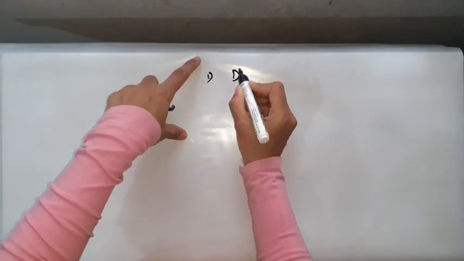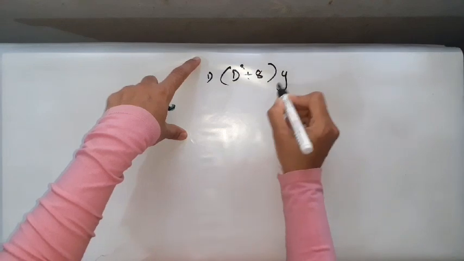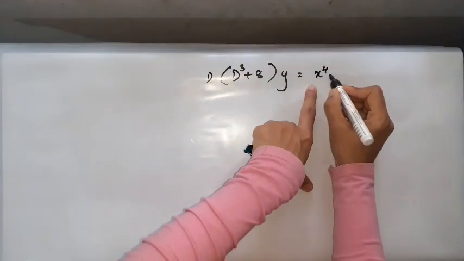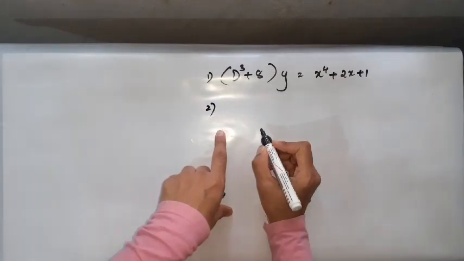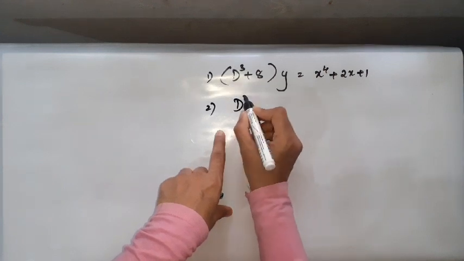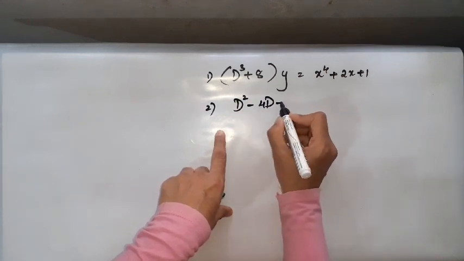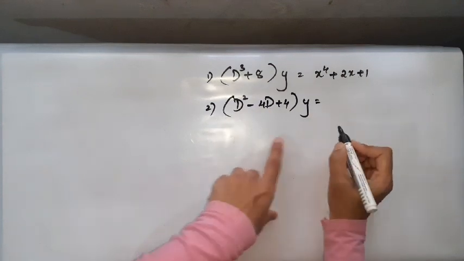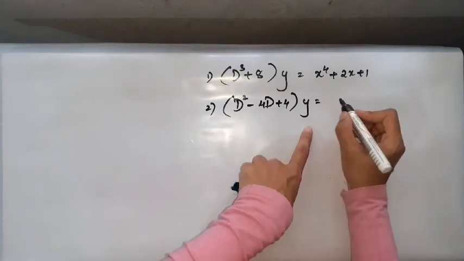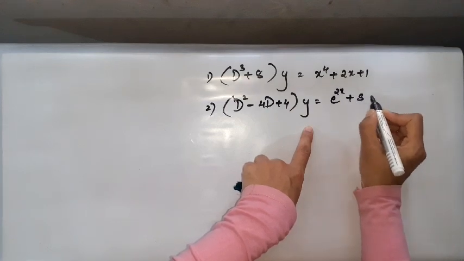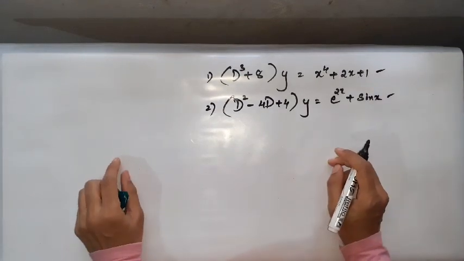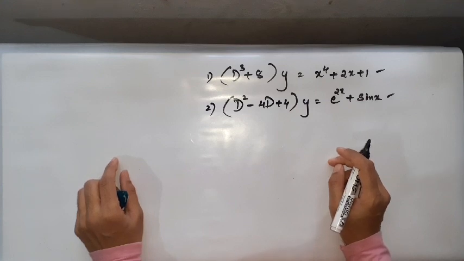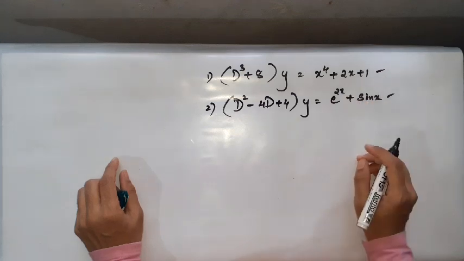Here is the first problem: D cube plus 8 of y is equal to x to the power 4 plus 2x plus 1. So solve this at home. Second problem of the same type, you can try out this also: D square minus 4D plus 4 of y is equal to e to power 2x plus sin x. So just simplify for your practice. I am giving these 2 problems for you. Practice it well. If you have any doubts, please let me know in my WhatsApp group and I'll clarify it through your solution there itself.